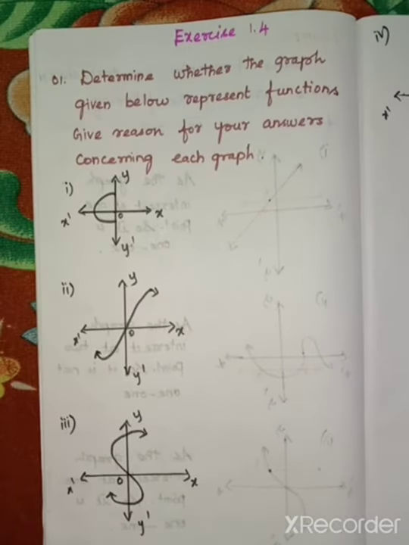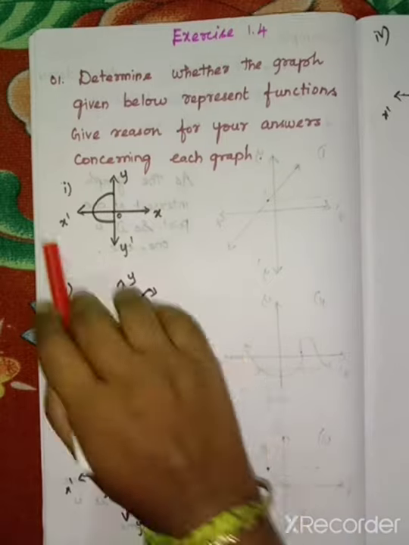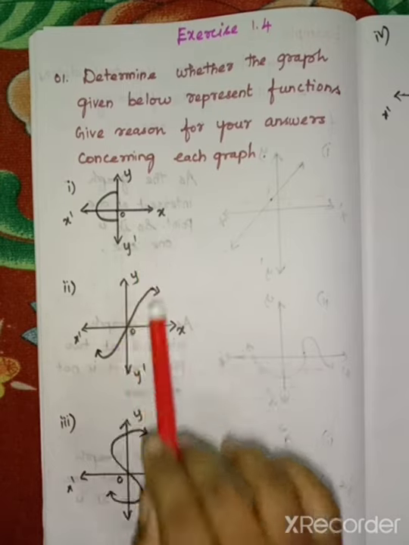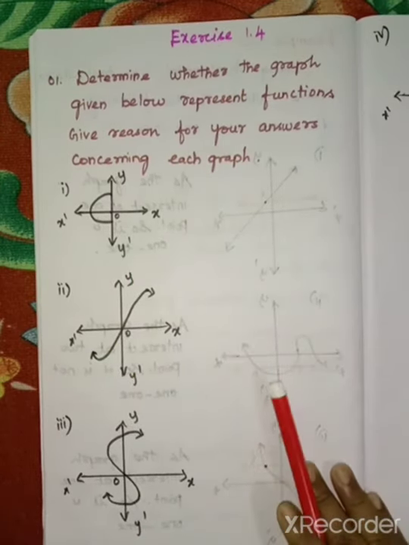Exercise 1.4. First question. Determine whether the graphs given below represent functions. Give reasons for your answers concerning each graph. So totally four questions are given. First one, see here, this is one graph, but what test can we use? It is the vertical line test or the horizontal line test.